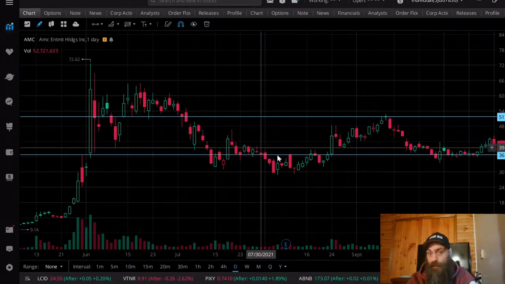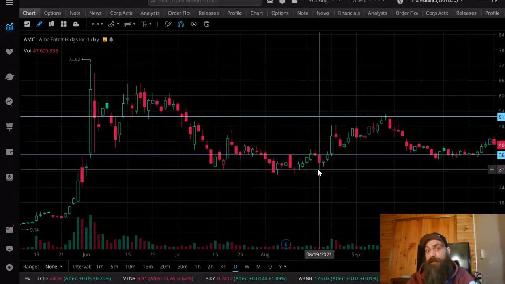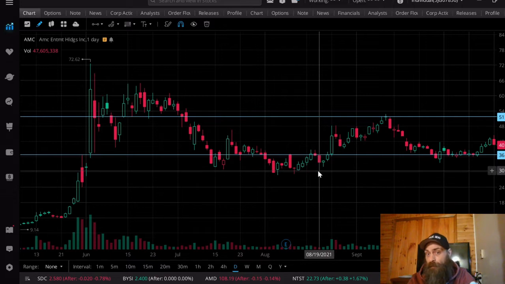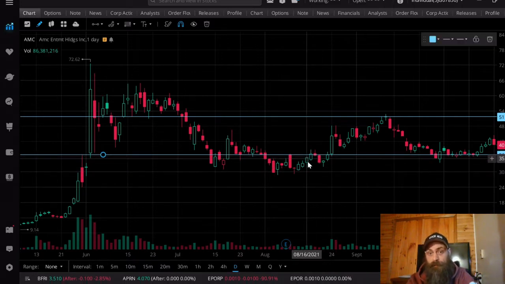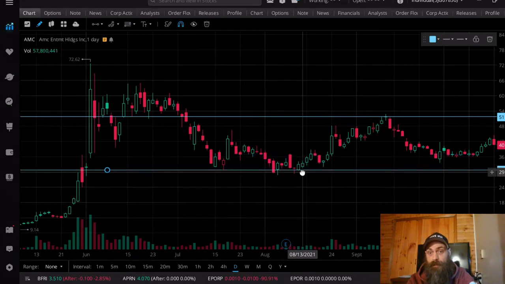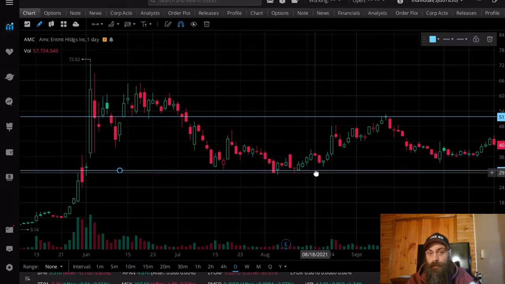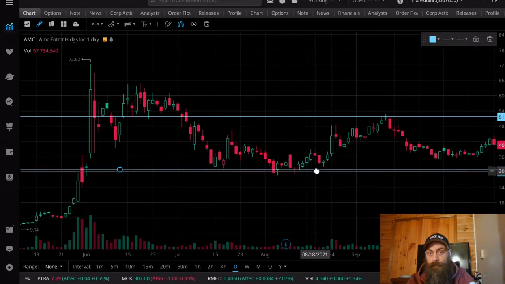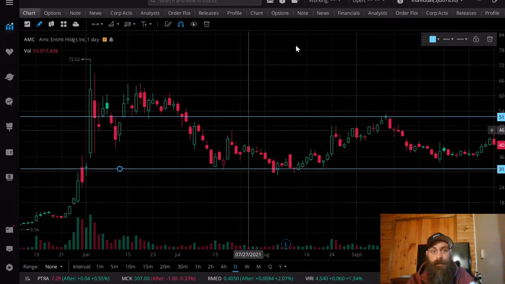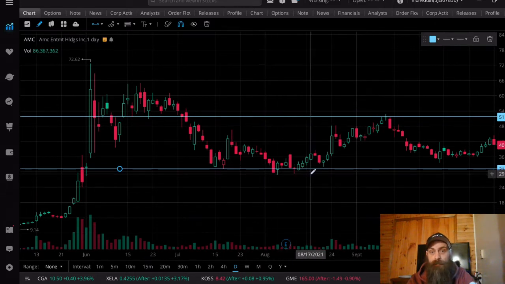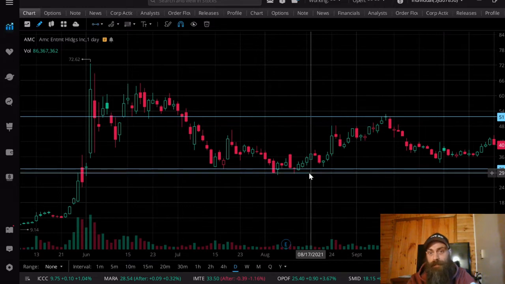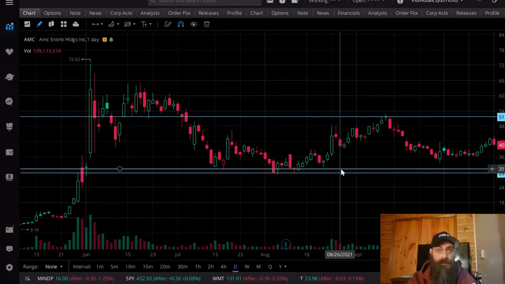But now it has broken that, and it has found a nice area of support down here. So we'll get rid of this line and just move it down, actually right in there. Because I said it was an area, not an exact price, we'll go from somewhere in there. This little area is going to be our new area of support.